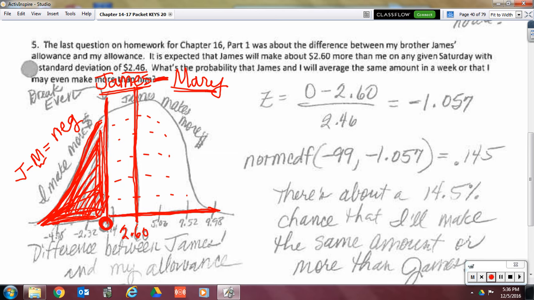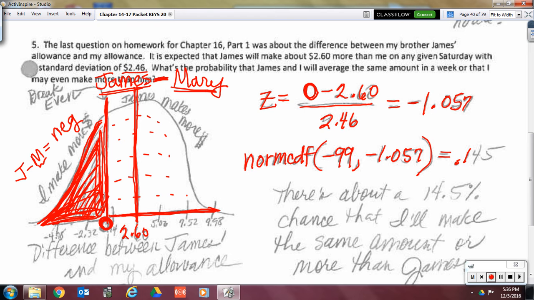So breaking even is an x value of 0. So 0 minus the mean over the standard deviation, and I had it incorrect, 2.46, okay, is the z-score at that spot. So I had gotten a z-score of negative 1.057. I guess for some reason I was going to 3 decimal places. And I want a norm CDF from negative 99 to negative 1.057. Okay, and then that comes out to 0.145.